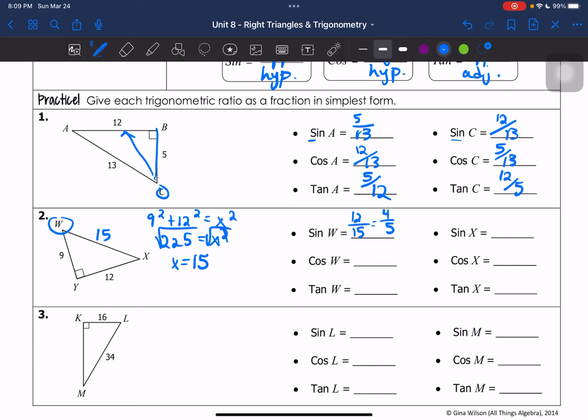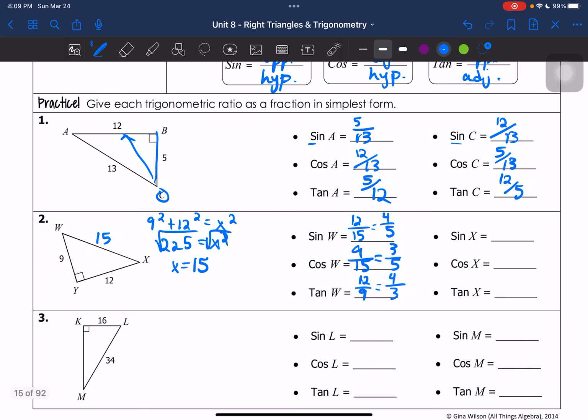Next is going to be the cosine for angle W. So that's adjacent 9 over hypotenuse, which is 15. So when we simplify this, this is going to give us 3 over 5. And then lastly, we have the tangent for this angle. That's going to be opposite over adjacent. So 12 over 9, and 3 goes into both of these. 12 divided by 3 is 4, and 9 divided by 3 is 3. So that simplifies to 4 over 3.